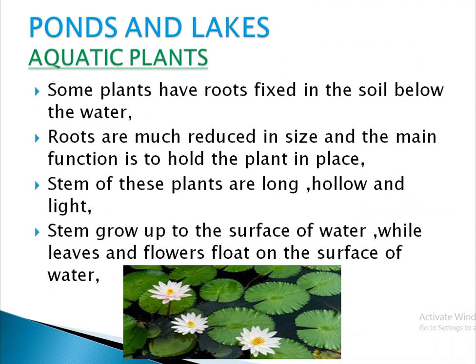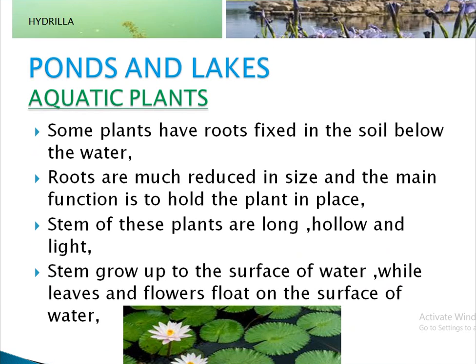Another adaptation related to aquatic habitat is ponds and lakes. About plants. Some plants have roots fixed in the soil below the water. Roots are much reduced in size, and the main function is to hold the plant in place. We have studied the main function of the root is to absorb water and minerals, but here the function is slightly different for aquatic plants. What about stem? The stems of these plants are long, hollow, and light. The stem grows up to the surface of water while the leaves and flowers float on the surface of water.